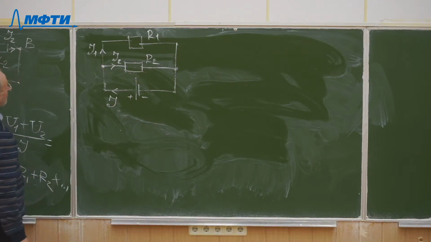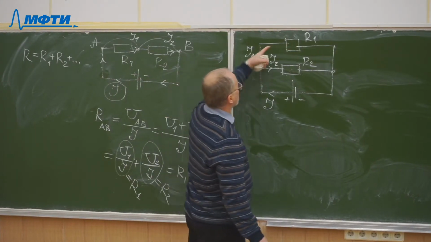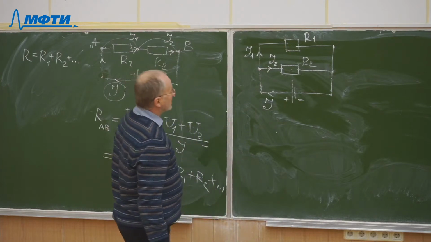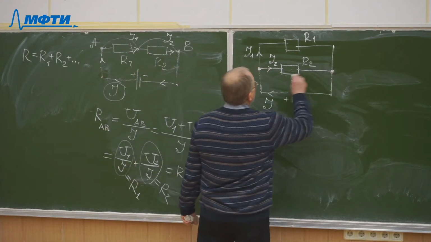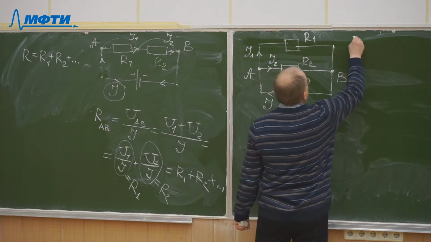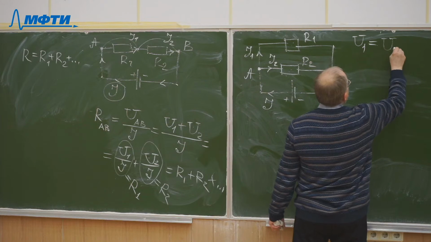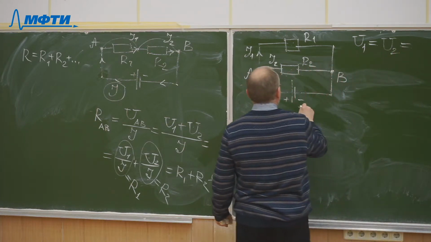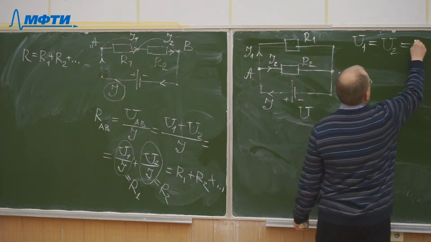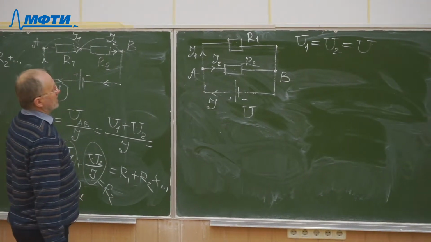So in contrast to the first situation, the serial connection of resistors, when the current was the same through all the elements, here the currents will be different. But what will be the same? The potential difference between these 2 points will be the same. The potential difference on the first resistance will be equal to the potential difference on the second resistor and will be equal to the potential difference created here on the terminals of the battery. The potential difference will be the same.